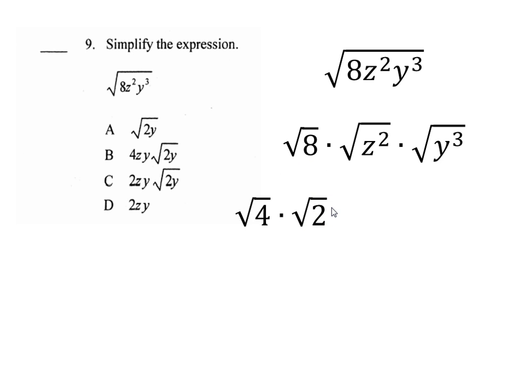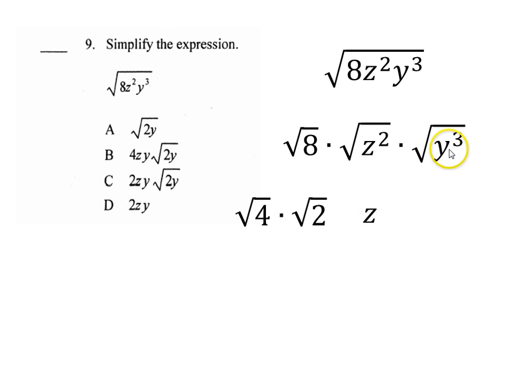And I'm doing that because I can evaluate one of these square roots, which we'll get to in a moment. So we're going to leave this as is for the time being, and we're going to move on to the square root of z squared. The square root of z squared is z, because z times z is z squared. If I take the square root of z squared, I get z.